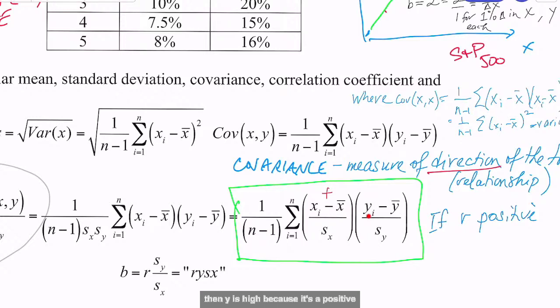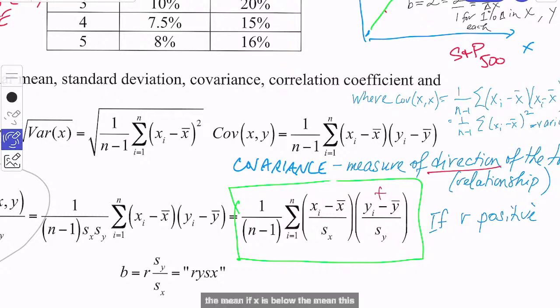Then Y is high because it's a positive relationship, so this would also be positive. So it's a positive times a positive, so it's just an average of these multiples. That's what this R becomes. Looking at the relative relationship between what X is doing with Y and multiplying these standardized values, right? So we subtract the mean and standardize it, make it relative to the mean. I don't want to spend too much time on that, but you can go back and look at what you learned about R.